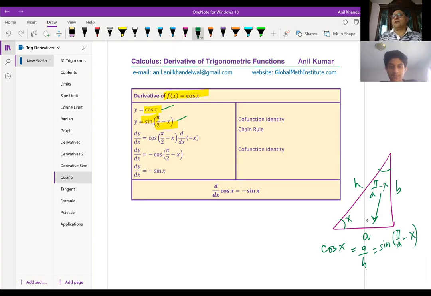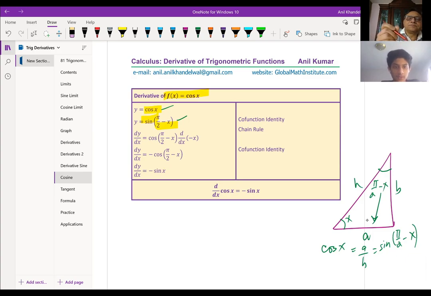You can apply the other derivative rules. For example, the chain rule, all other rules, right? Derivative of an inside function. So what is the derivative of sine pi by 2 minus x? Well, of course, cos pi by 2 minus x times derivative of pi by 2 minus x, which is minus 1. And therefore, you get your expression, which is minus sine x, correct?